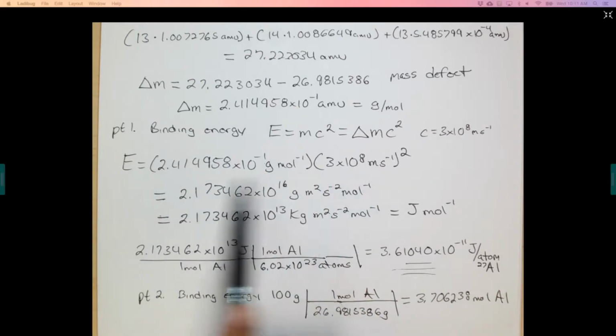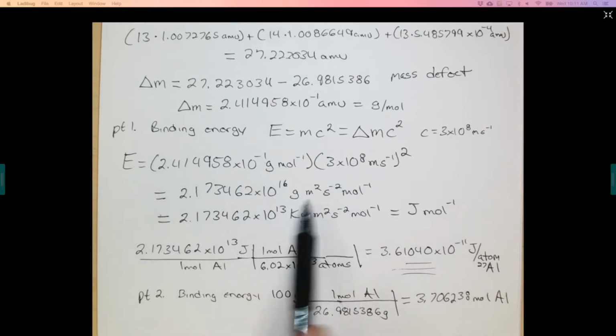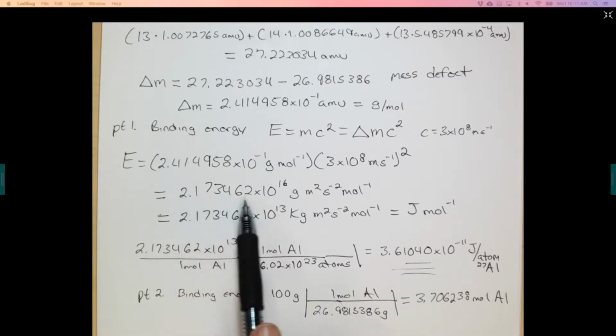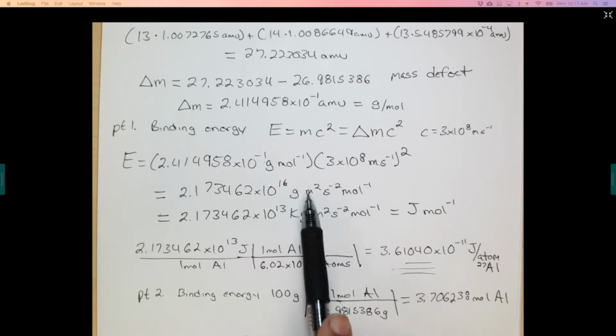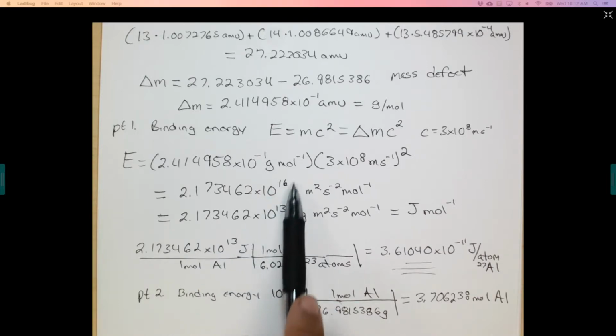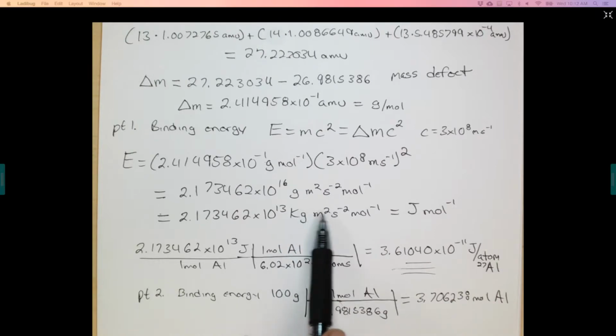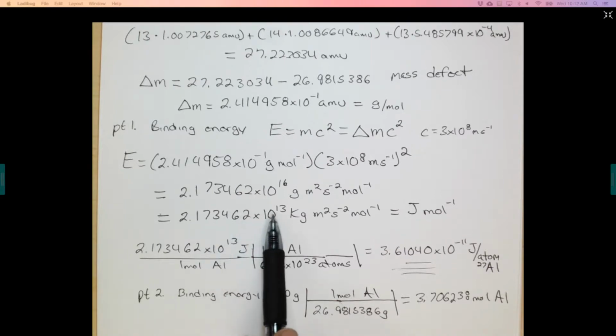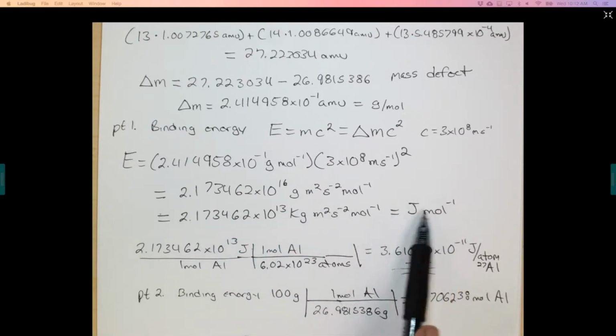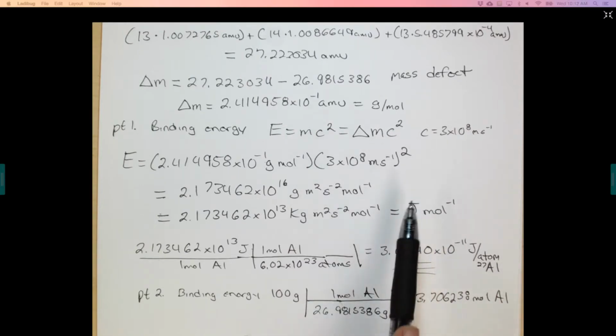So in this example, I went ahead and calculated it as a function of grams, and we get this value, 2.173462 times 10 to the 16, a very large number, grams meter squared per second squared per mole, and then I converted that to kilograms here, and remember that just changes things an order of magnitude of 3. Now we should recognize that kilograms meter squared over second squared is a joule, so this value actually gives us 2.173462 times 10 to the 13 joules per mole. And now we have an energy unit, joules, that we're familiar with and can work with.